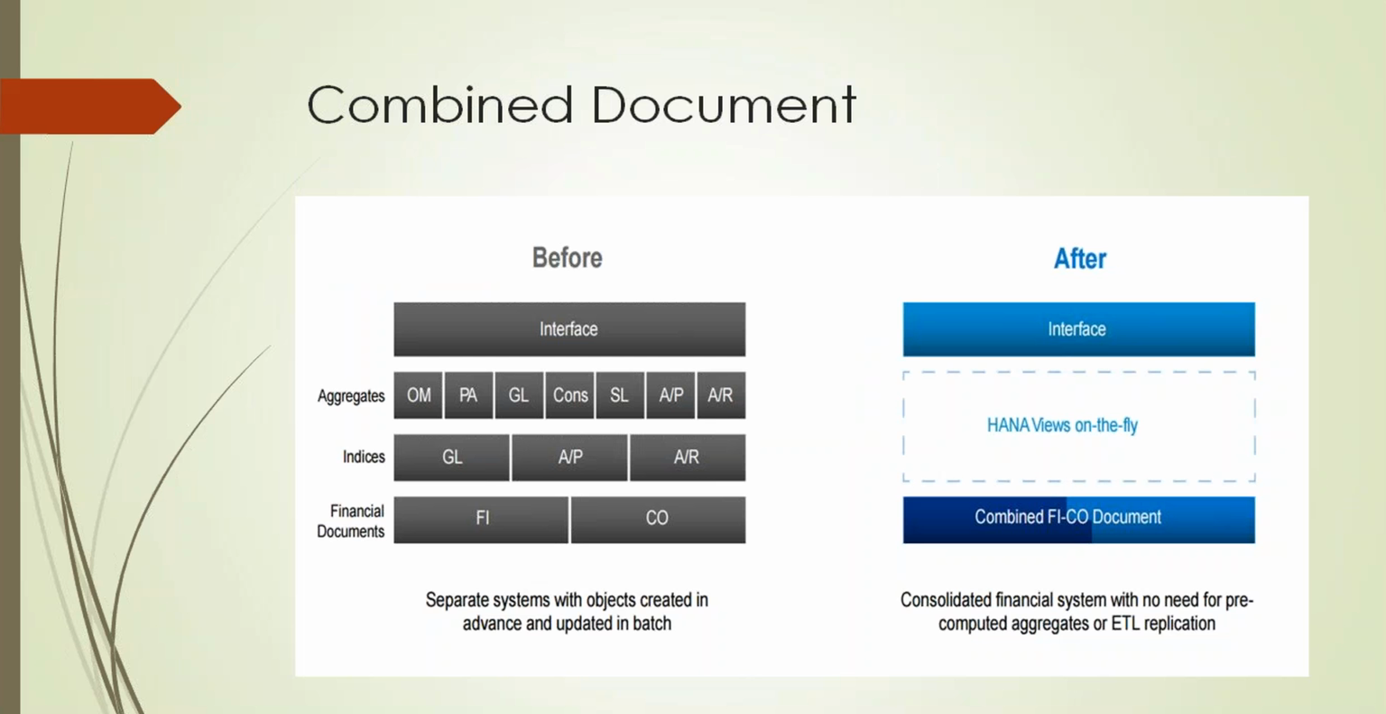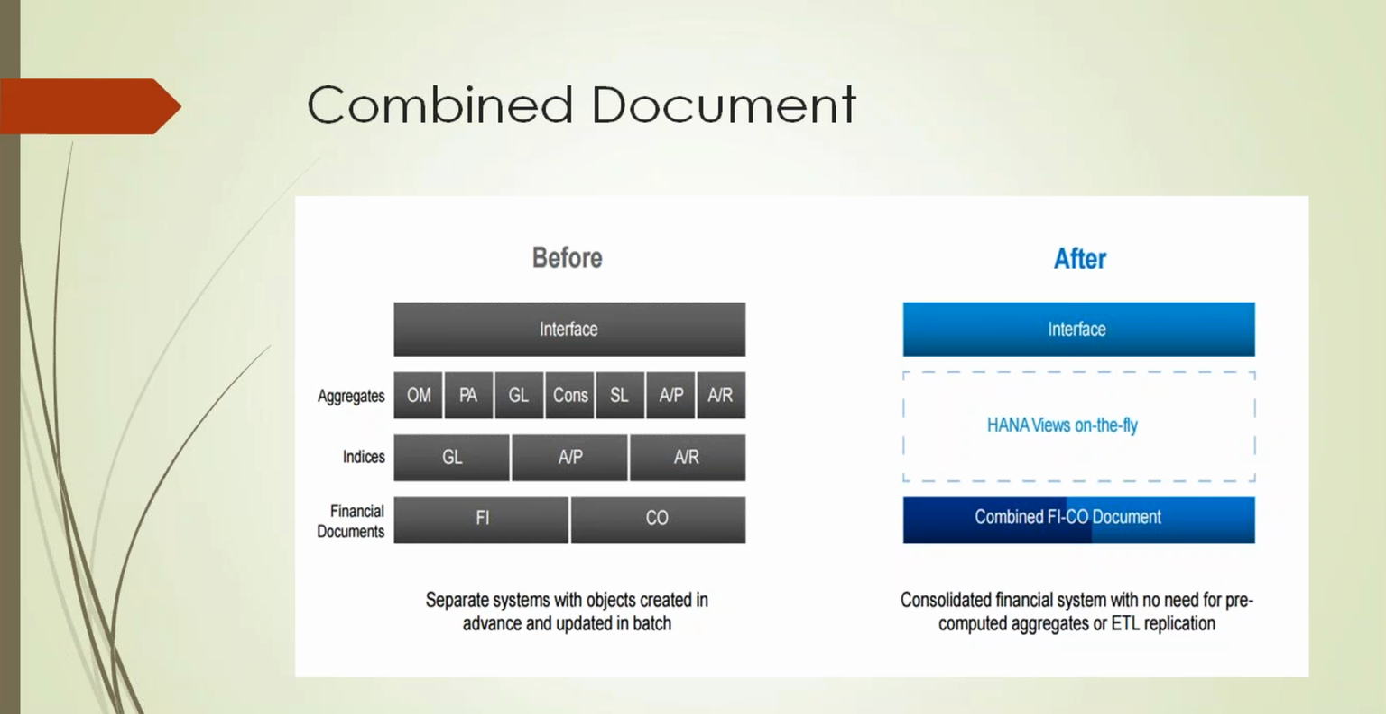So this is what was happening earlier, and this is what exactly will happen in Simple Finance. Currently there are aggregate tables, like FAGLFLEXT, the totals table. There were a lot of totals tables in each and every module. Similarly, indices: for GL, BSIS and BSAS; for AP, BSIK and BSAK; for AR, BSID and BSAD. These are all the tables which were used as index tables. And for financial documents, I have just given the example of FI and CO. So currently, these were the different tables which were affected when you were posting any entry.